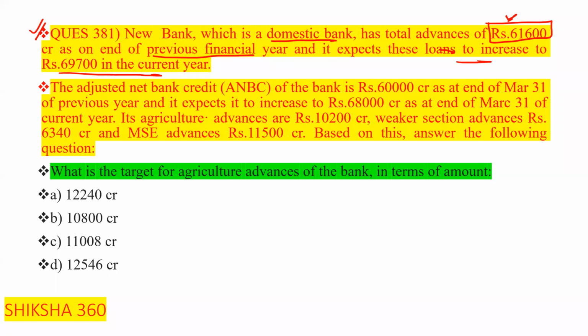So the ANBC of the bank is 60,000 crore as at the end of March 31 of the previous year, and it expects to rise to 68,000 crore as on March 31st of the current year. Its agriculture advances are 10,200 crore, weaker section advances 6,340 crore, and MSE advances are 11,500 crore. Clear? So based on the given information, answer the following question. First one is, what is the target for agriculture advances of the bank in terms of amount? Clear? So basically, first of all, I will tell you here.